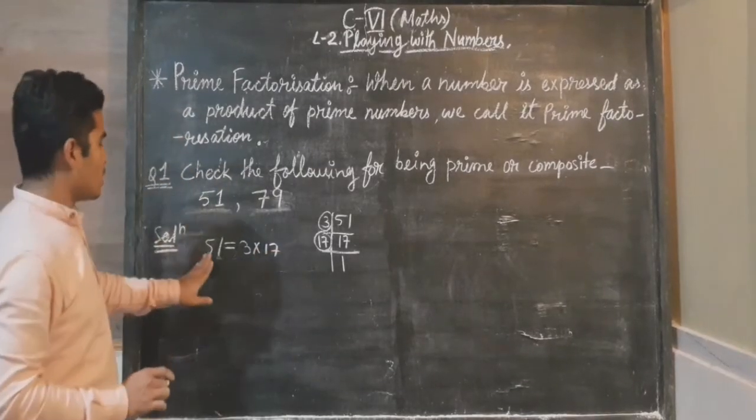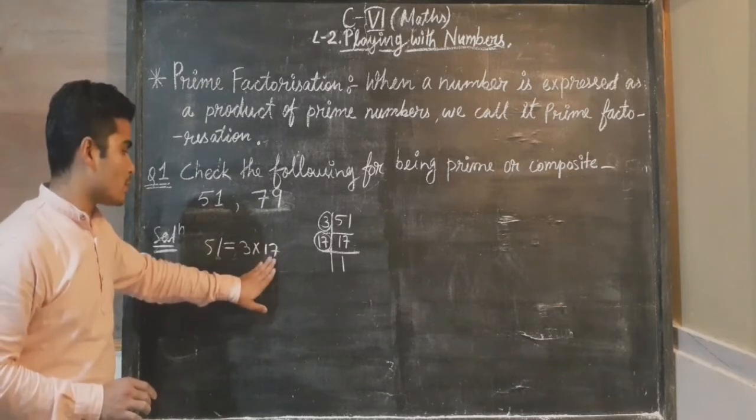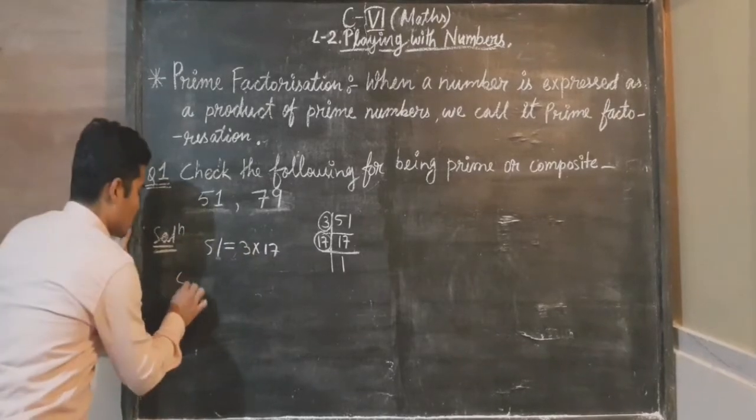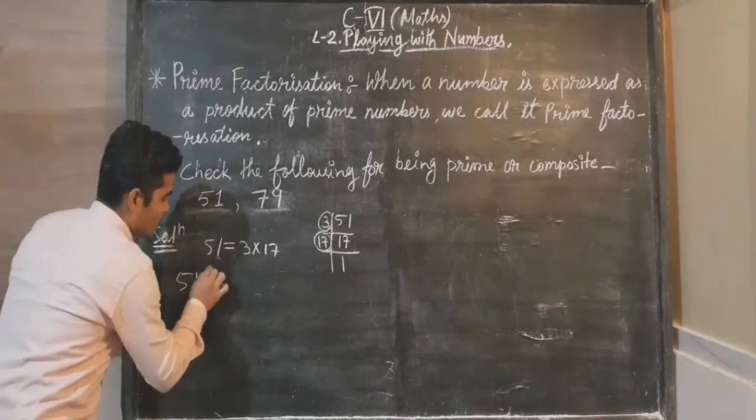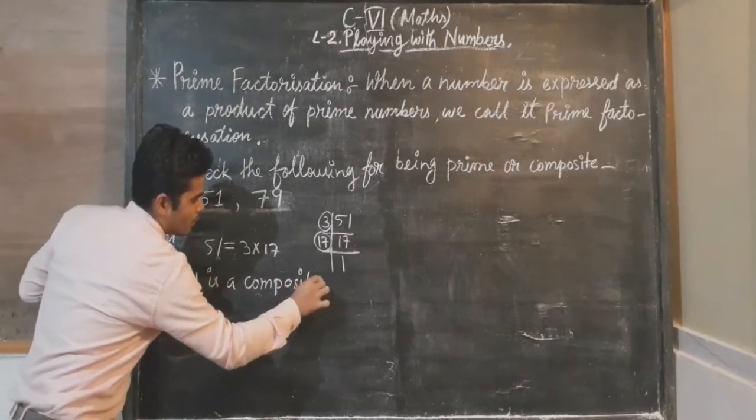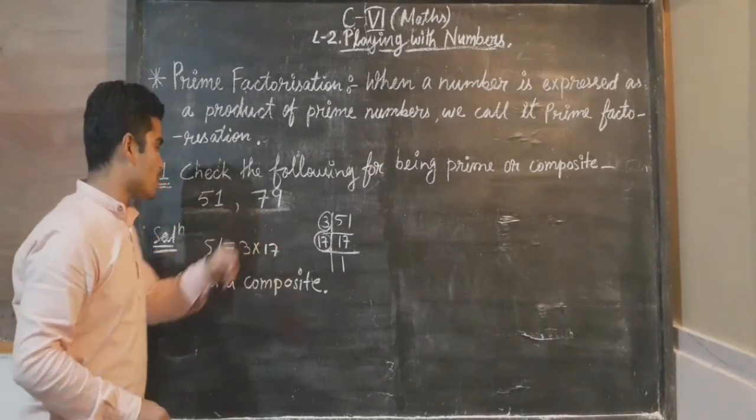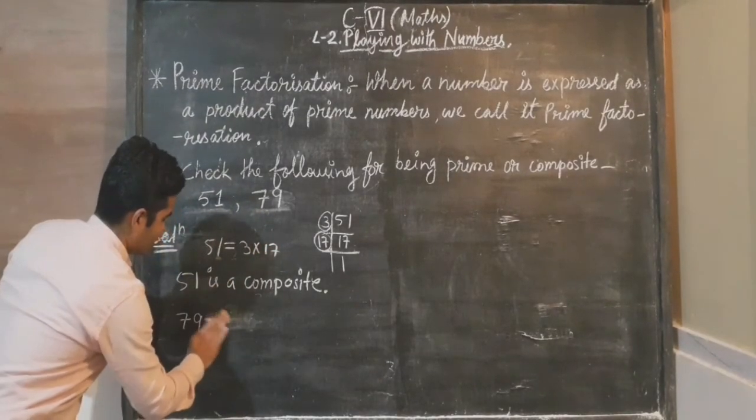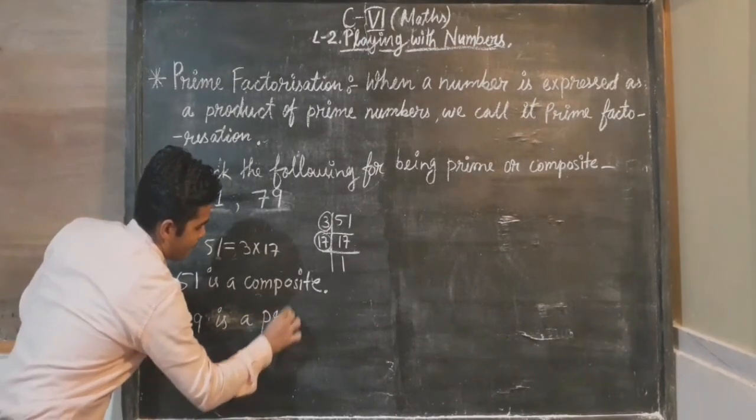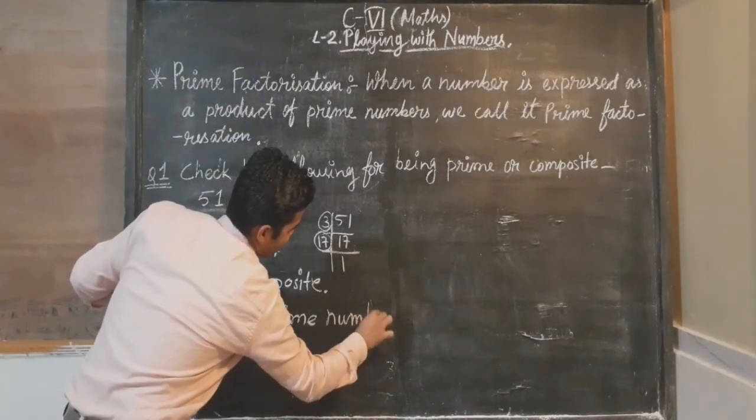See, this number can be represented as the product of prime numbers. So 51 will be a composite number. 51 is composite. Now let's move to the next number. 79 is a prime number.